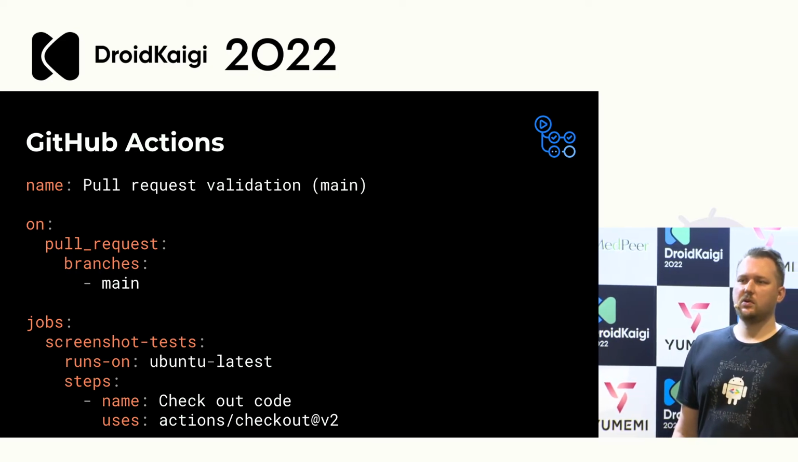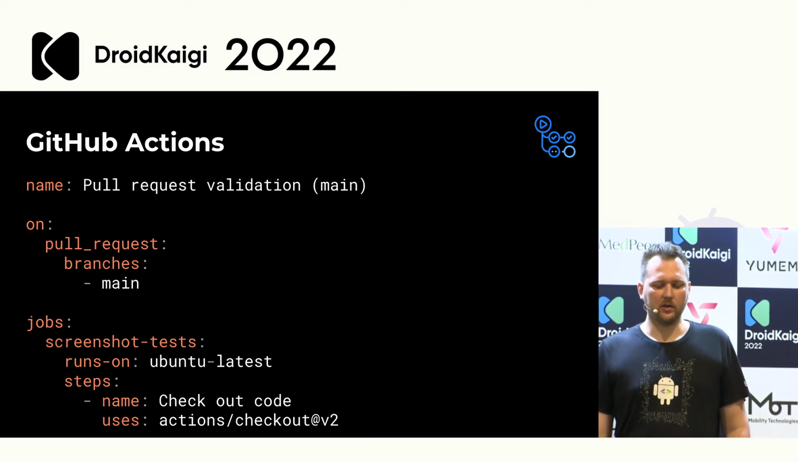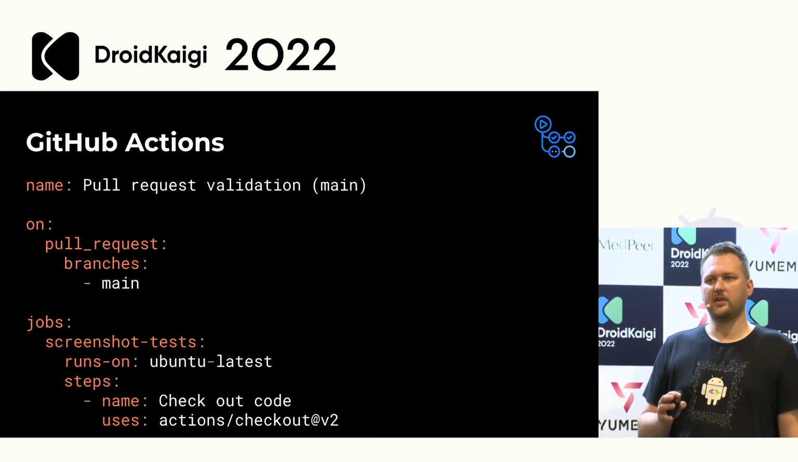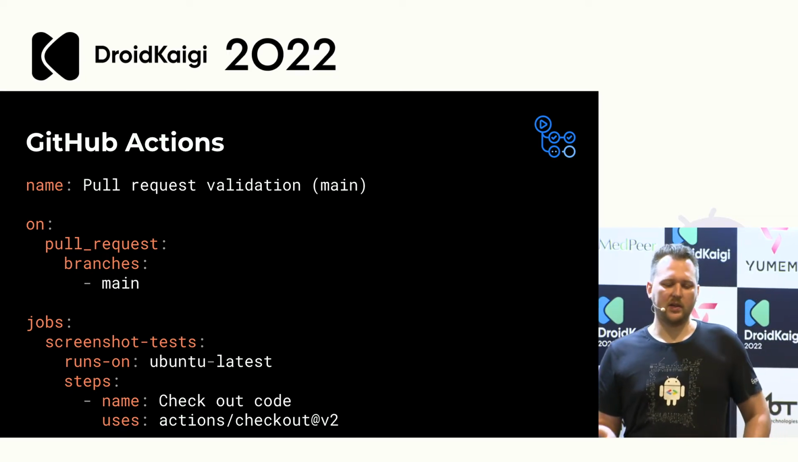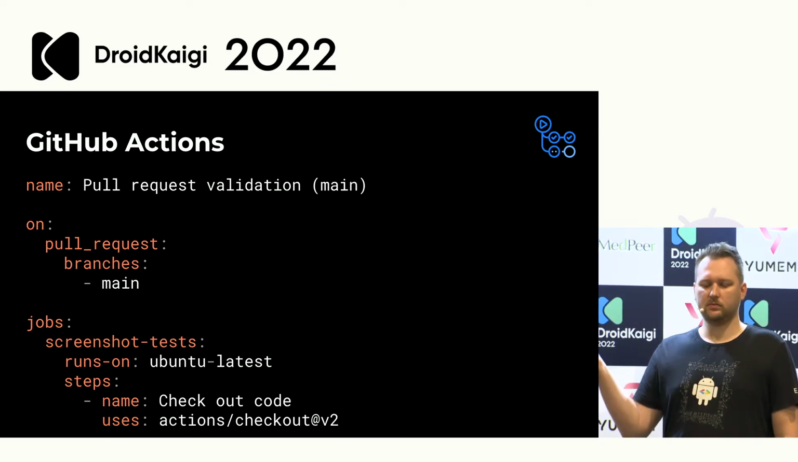So in GitHub Actions, you have these YAML files where you configure everything. On the top, you just specify the trigger, that this will be launched for every pull request to the main branch, and it will run on Ubuntu.